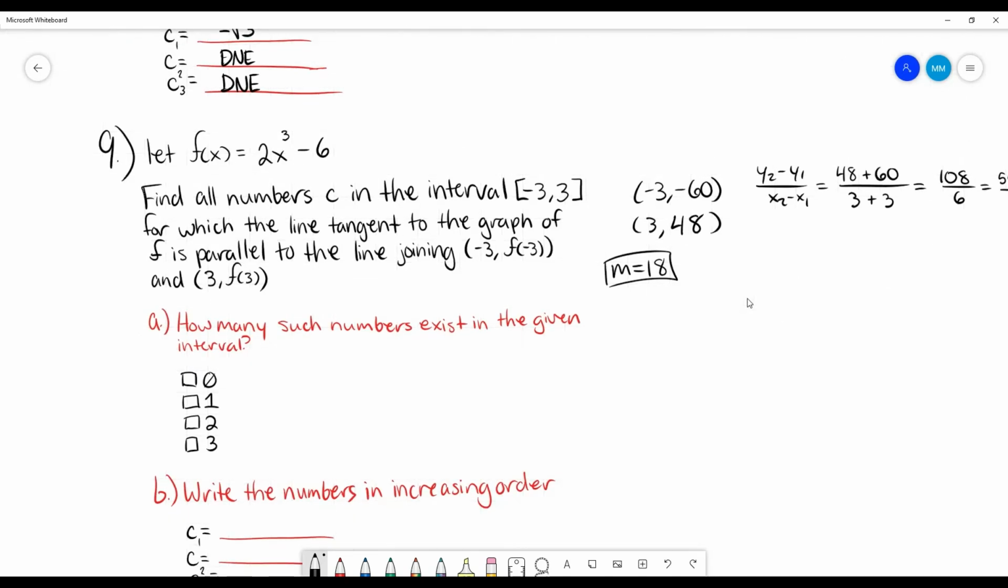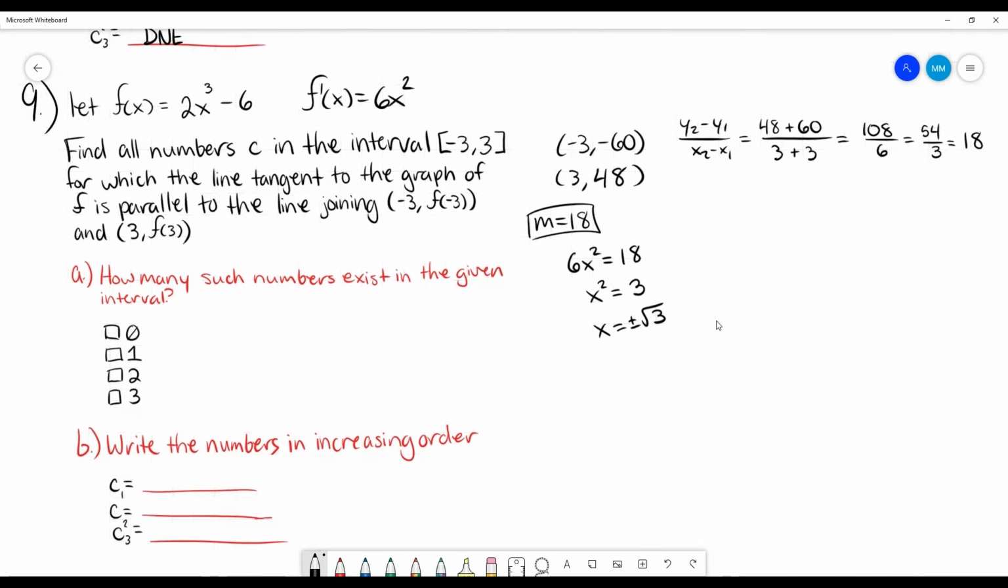And once again, we're going to take the derivative of our function. This time it's just 6x squared. And now, once again, we set that equal to our slope to solve for what our x value is. So this is 6x squared equals 18, x squared equals 3. Funnily enough, we get the same result for our x, but we have a different interval this time, so we have to go and see if both or any of these two values are within that interval.